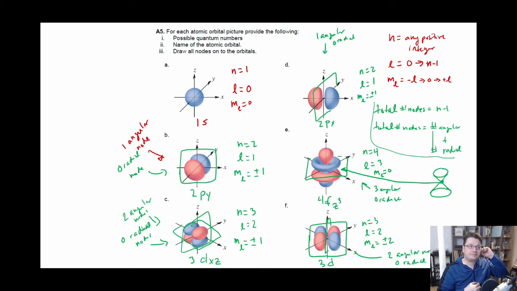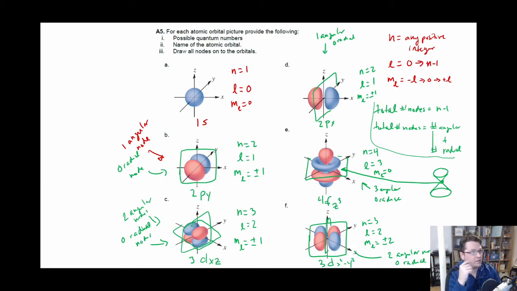If you have positive y, negative x, you're going to be in this quadrant, right here. And then you have positive x, negative y, you're going to be over here. But they're all going to be sitting in between. Whereas the x squared minus y squared is the one that sits directly on the axes. And that's what we're seeing right here, that it's sitting directly on the axes in this case. So that tells us this is the 3D x squared minus y squared orbital that we have right there.